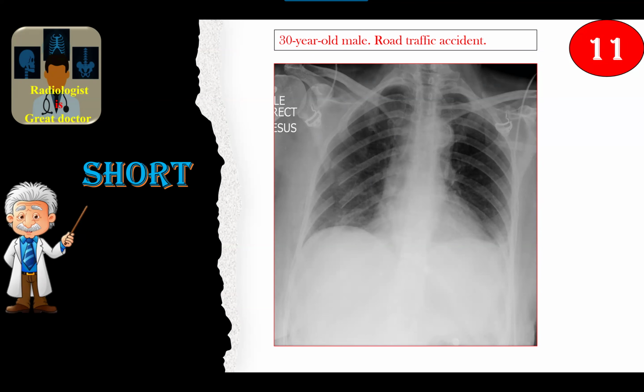I can see some air lucencies in the mediastinum. This could be due to pneumomediastinum. I didn't write the report because of time. We described first the ribs. Okay, this is a positive.